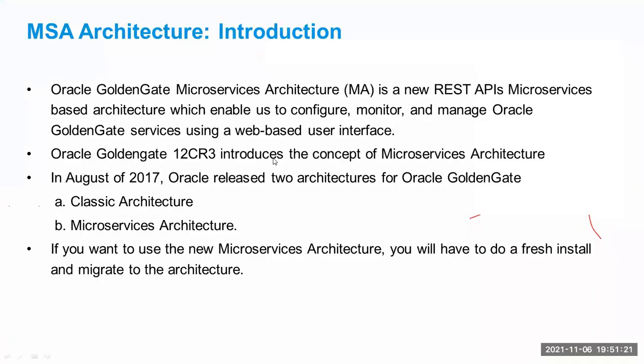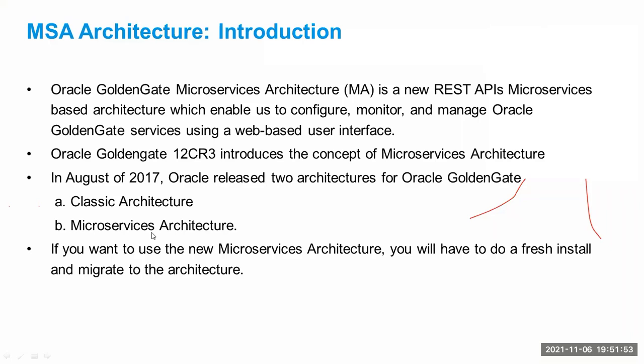Microservices architecture is a new REST API based architecture which enables us to configure, monitor, and manage Oracle GoldenGate services using a web based user interface. So it's a REST API based architecture. GoldenGate microservices was introduced in 12c R3. In August 2017, Oracle released two architectures. The existing architecture was renamed to classic architecture and they launched a new architecture called microservices architecture.